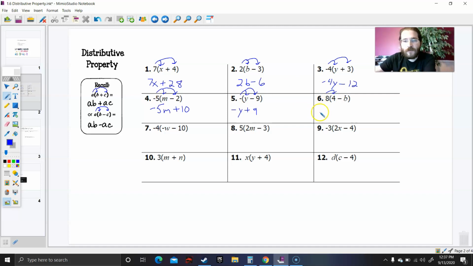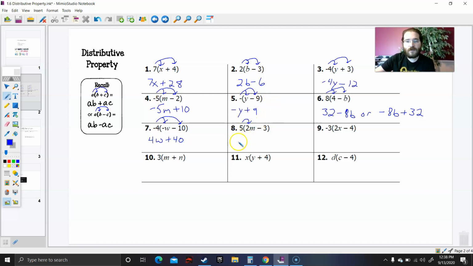8 times 4, we get 32. All right, and then 8 times negative b, so we get negative 8b. You can also write this as negative 8b plus 32. All right, either way would be correct for that. Negative 4 times negative w, so we get positive, because the negatives cancel out, so we get 4w. Negative 4 times negative 10, we're going to cancel out again, so we're going to get positive 40.